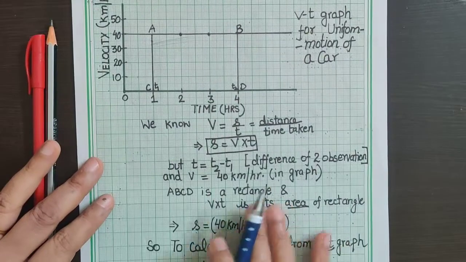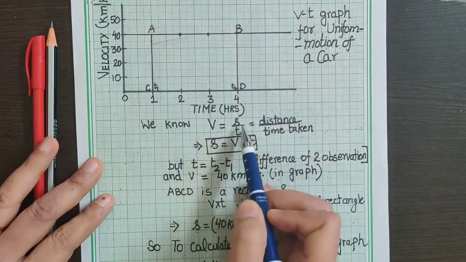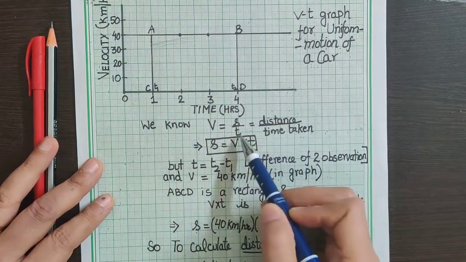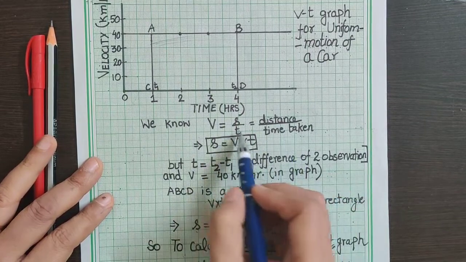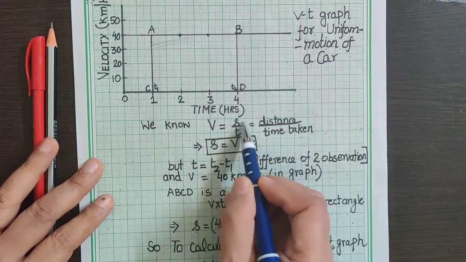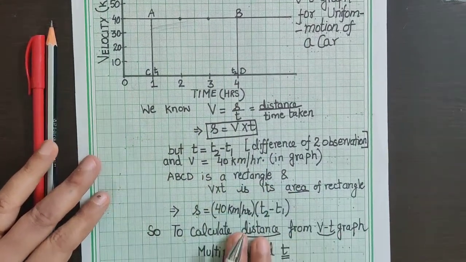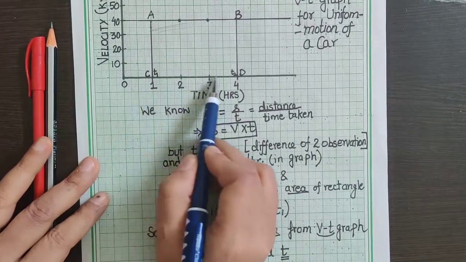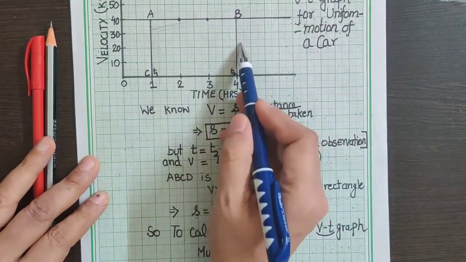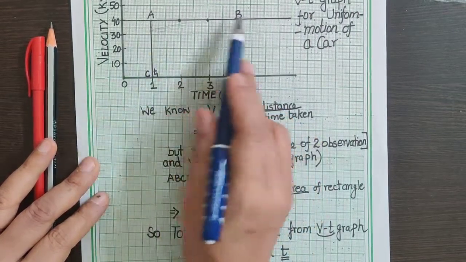Now see this graph. We know that velocity is given by distance upon time taken. S stands for distance and T stands for time. How will I find the distance? Already I have asked you a question there. Distance is velocity into time. Now you see that this is the time axis and this is the velocity axis. If I multiply this with this quantity, it becomes the area of the rectangle.